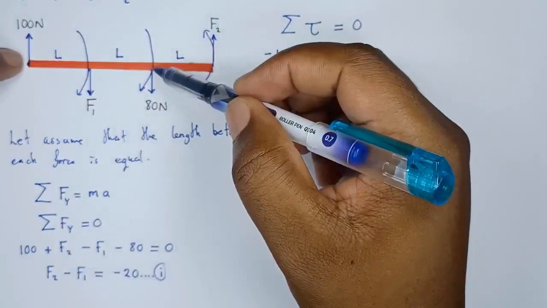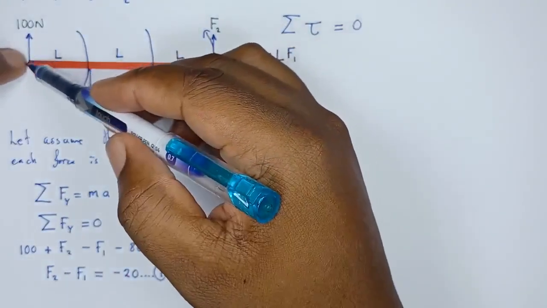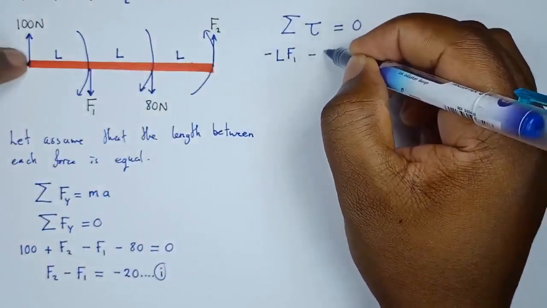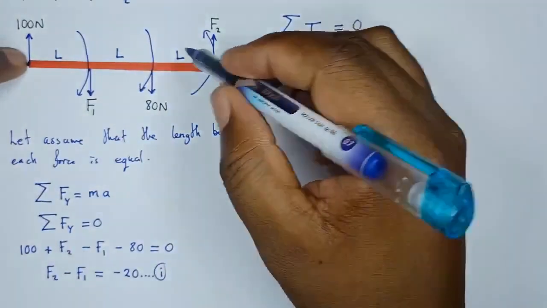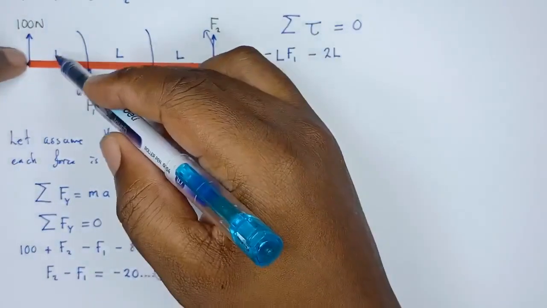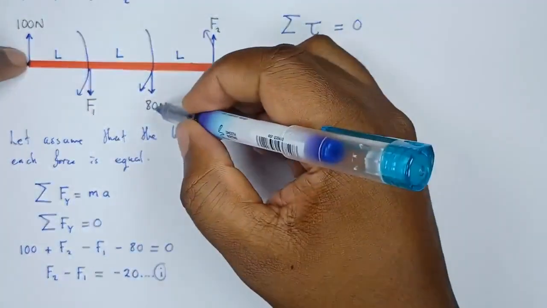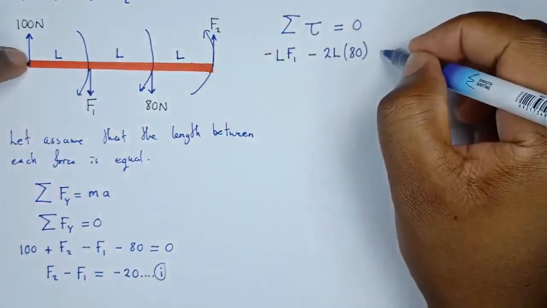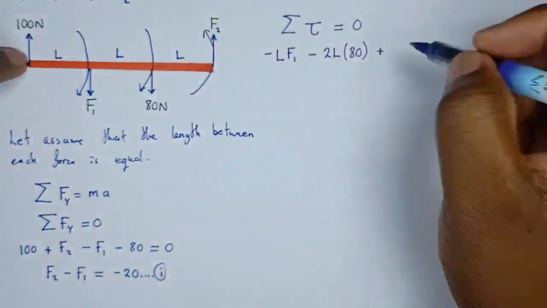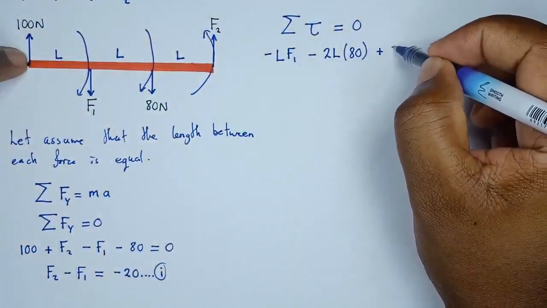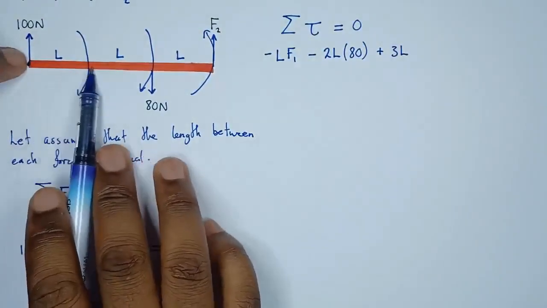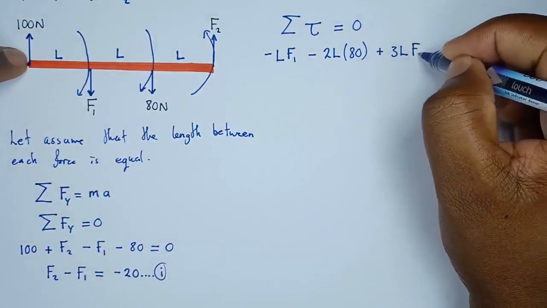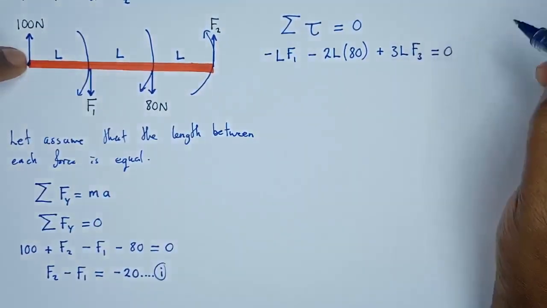We come to this point. What's the distance? We have two L's from the point of rotation, L and L, so the distance is 2L. We are saying negative because it's also clockwise. Then the force is 80. At this point, it's a positive because now it's going in the anti-clockwise direction. The distance here is 3L because we have L, L, L from the point of rotation. The force at that point is F2. Everything is equal to 0.